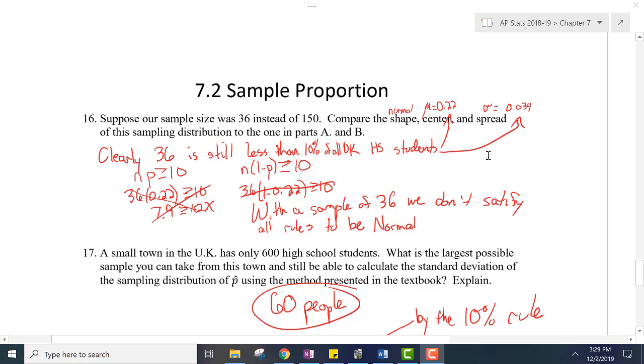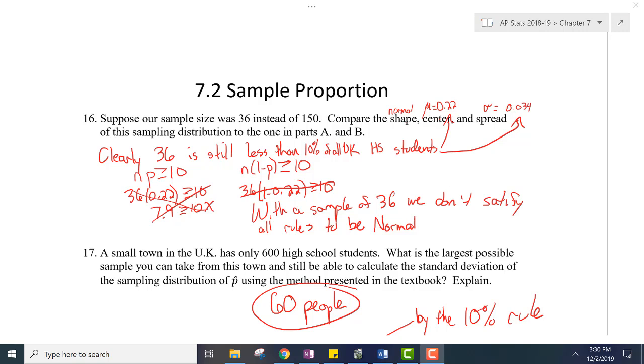But we'll get to that in a second. Now we want to see if it's normal, if we can do anything with it anyways. So n times p is greater than 10, n times 1 minus p. So it's 36 times 0.22 and 36 times 1 minus 0.22. Neither one of those, especially this one, is greater than 10. It doesn't work. So this isn't normal. With the sample of 36, we just don't have a normal approximation, so we don't really know.